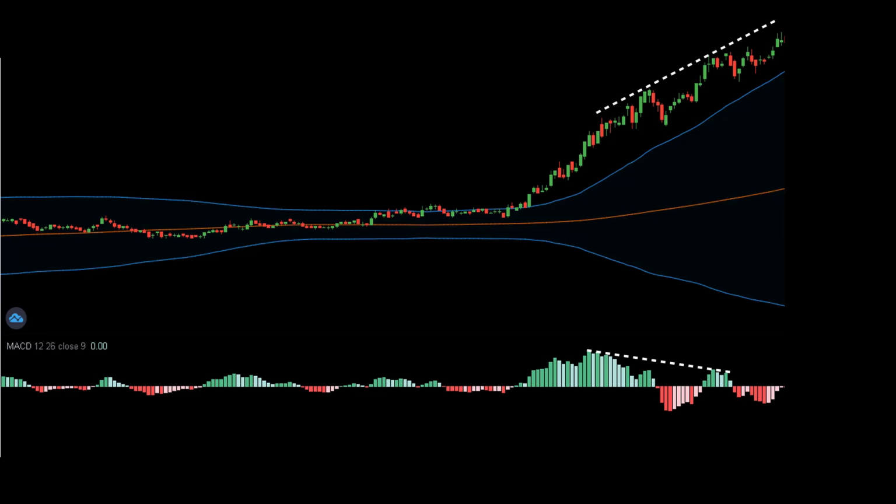For this strategy, our entry signal comes on the first candle that closes back inside the Bollinger Bands. This is the candle where we enter a short trade. As you can see, the price made a sharp drop after our entry.